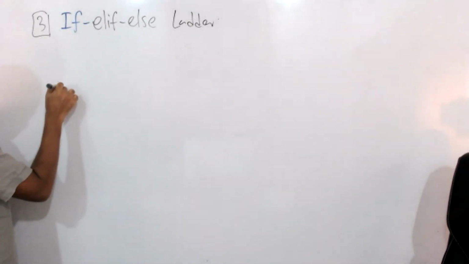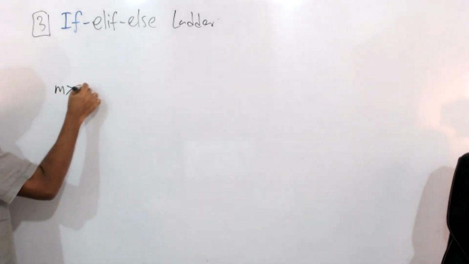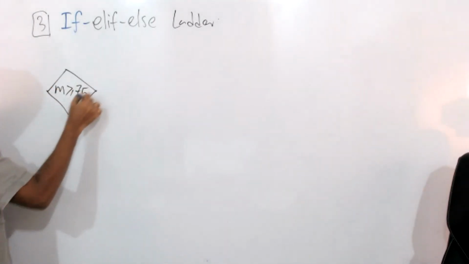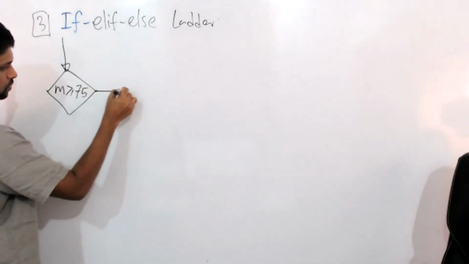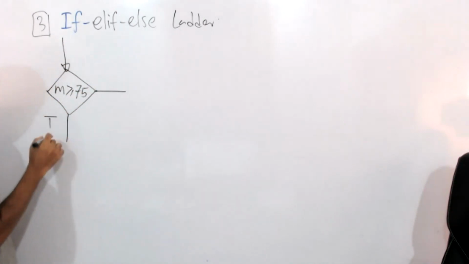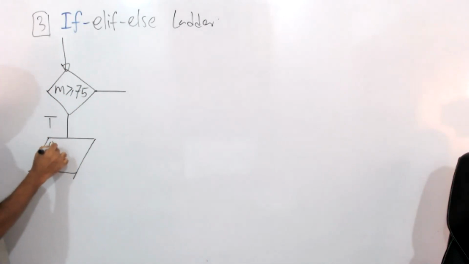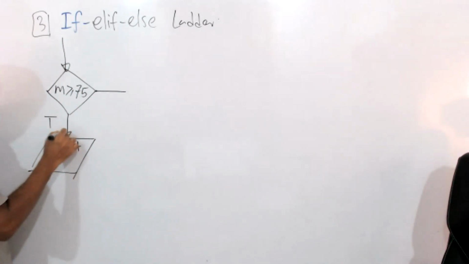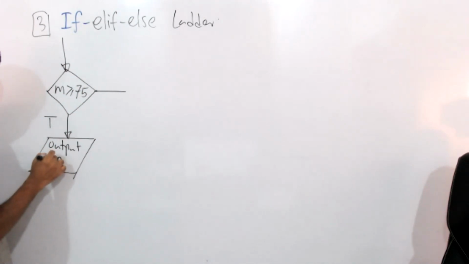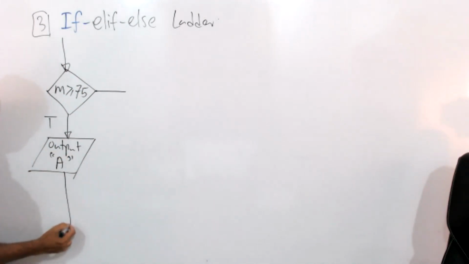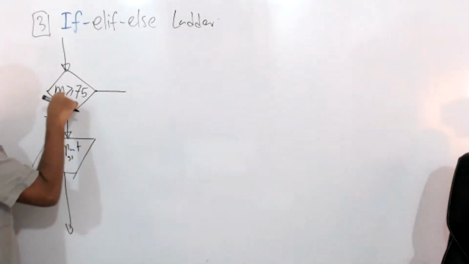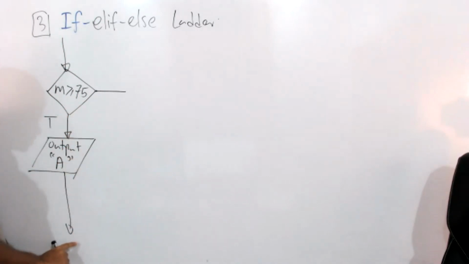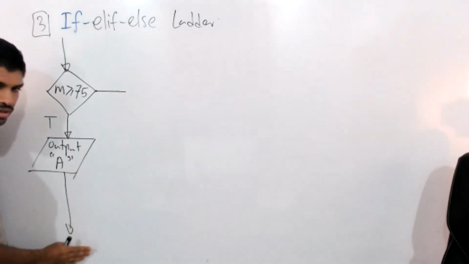So we have m greater than or equals 75. Okay. If it is true, the output is A. And that's it. Okay. If the first condition is satisfied, right, the first task is achieved and going out of the program.